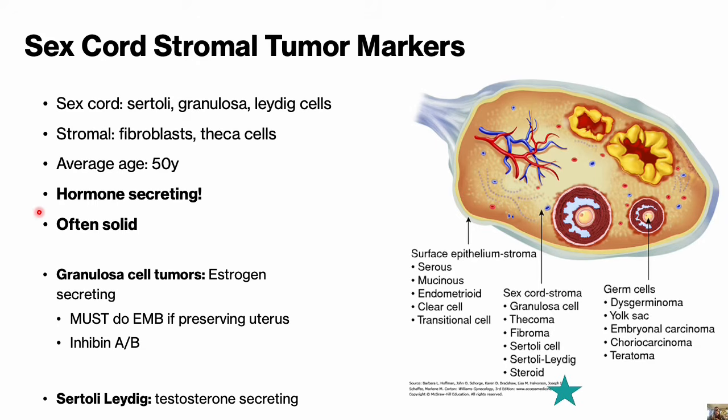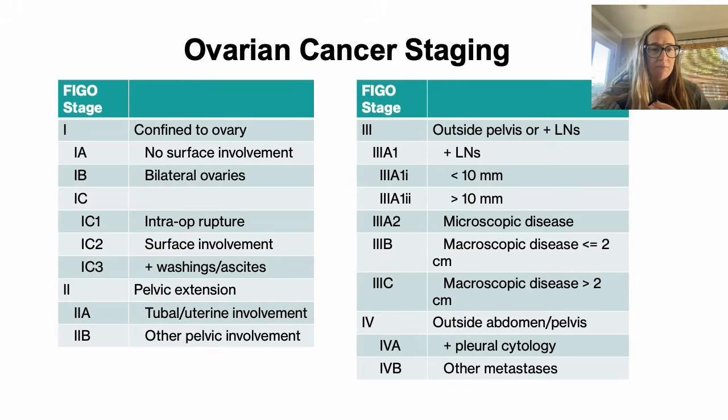Granulosa cell tumors are often estrogen secreting, and this can stimulate the uterine lining. And so you have to sample the uterus if you are preserving the uterus in these patients. The tumor marker for these is inhibins, more specifically inhibin B, but oftentimes the test comes together, A and B. And then Sertoli-Leydig cell tumors can be testosterone secreting. And here's the staging just for your reference.